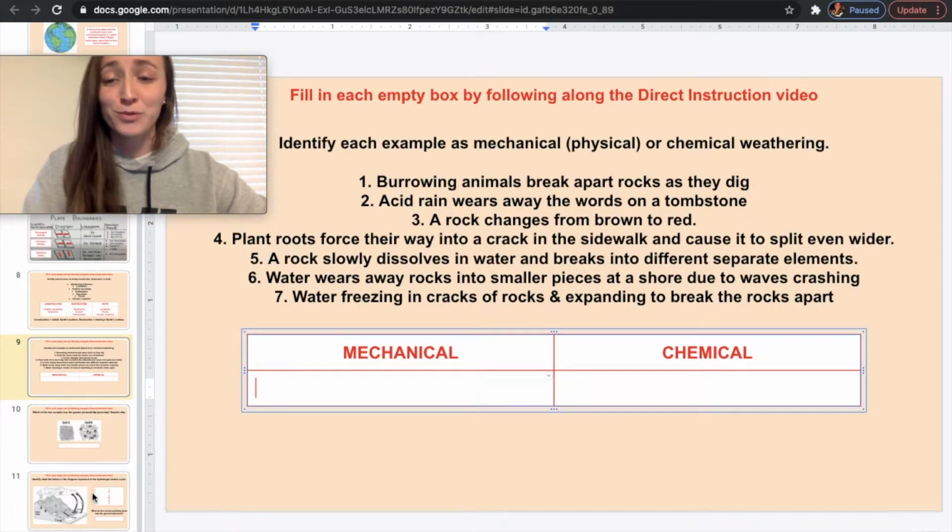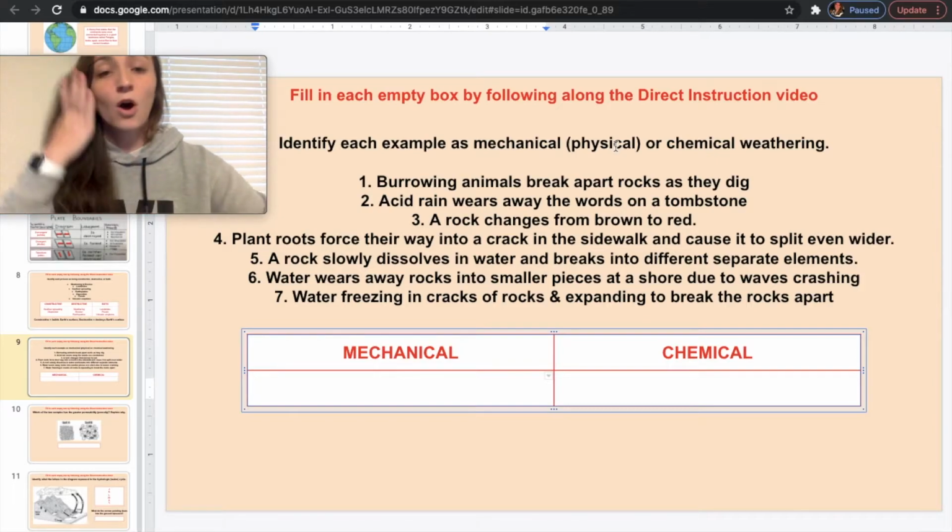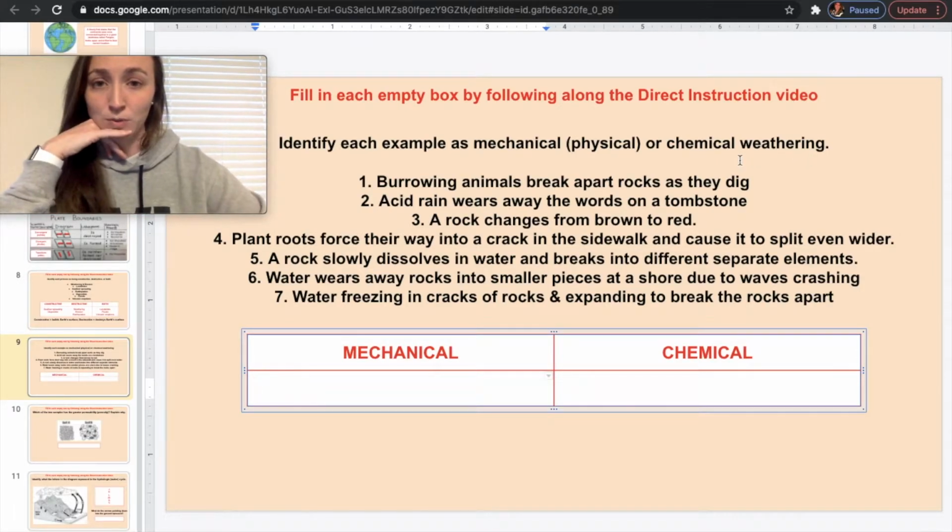Okay, so we've got only 3 more slides, so let's fly through these, okay? So this slide here, it says identify each example as mechanical or physical or chemical weathering. So we're talking about the breaking down of that soil.